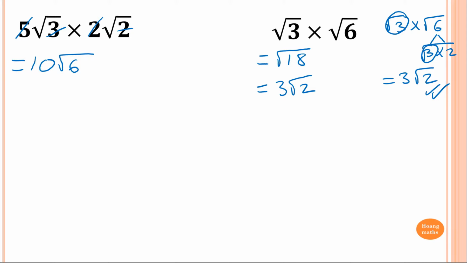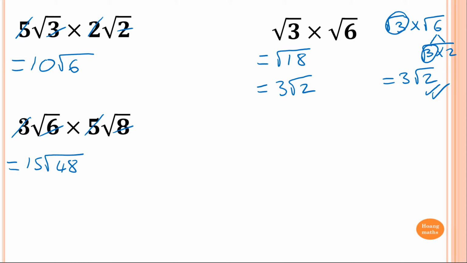It's a lot simpler. But for some strange reason, a lot of people don't like this because they prefer to just times everything in and look for a square number. So whichever way, it doesn't really matter. Let's look at this one here: 3 root 6 times 5 root 8. I just times them in first. I follow the technique most people use, so 3 times 5 is 15, and 6 times 8 is 48.